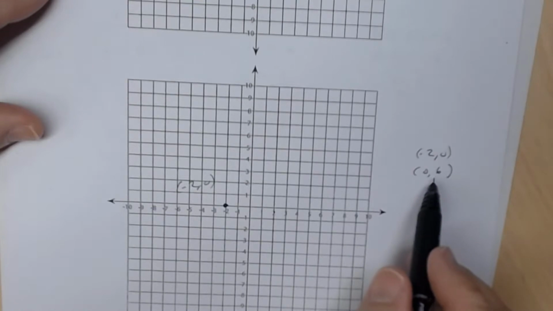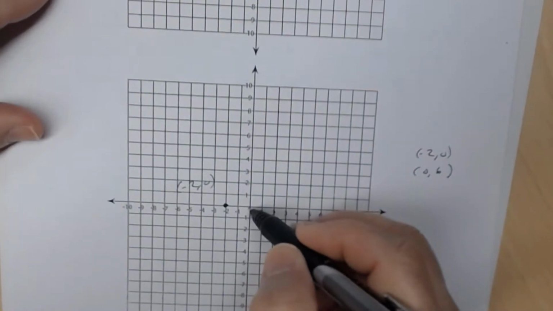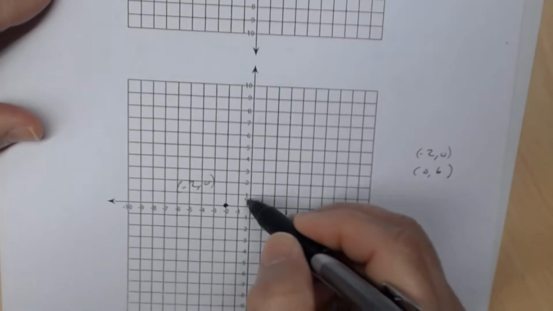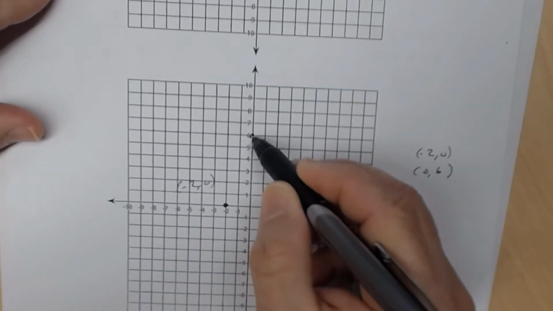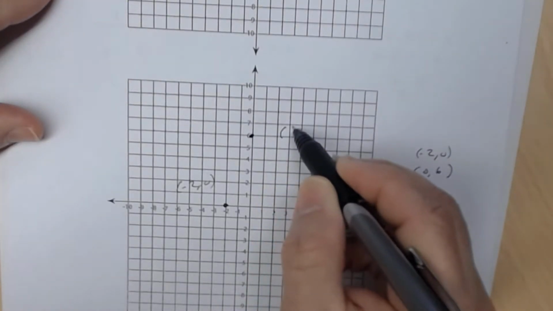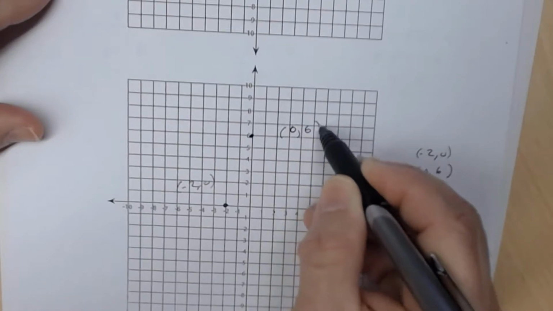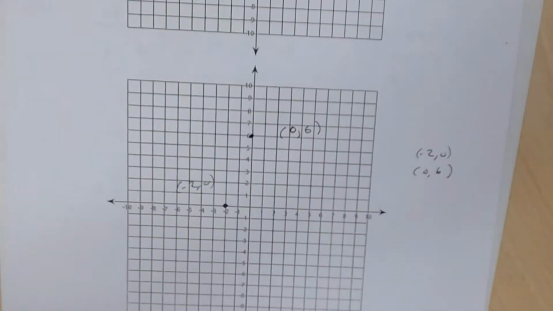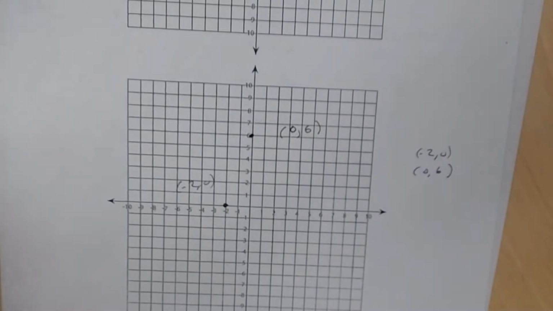The y-intercept is 0, 6. So you start at the origin. Since x is 0, you stay. Since y is 6, positive 6, you go up 6. So there's the point. There's the y-intercept, and it has coordinates 0, 6. And then you use your ruler, you draw the line, and you're done.